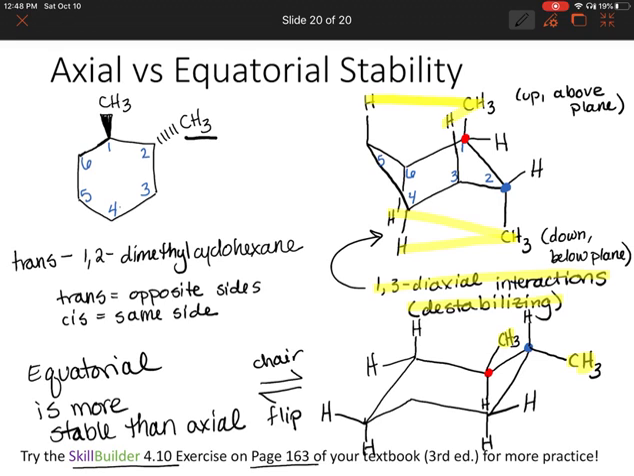In the next chapter, we're going to talk about something called chirality, but don't worry about that just yet. Just focus on studying for the exam. And I will also post another video showing you the three-dimensional structures of these cyclohexane molecules. So I will see you then.